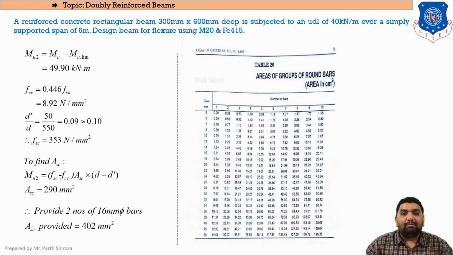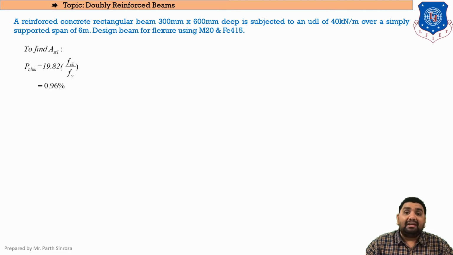Now we'll be moving forward to find the value of Ast, and for that we'll be finding values of Ast1 and Ast2. For Ast1, we'll always be calculating it from the value of pt limb.